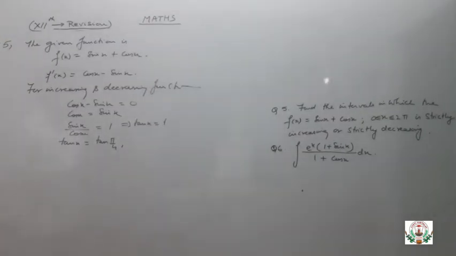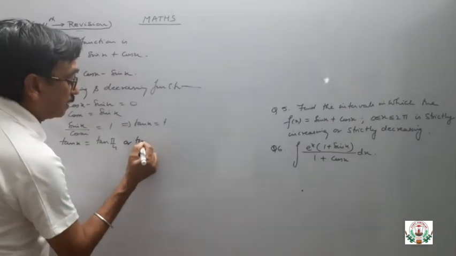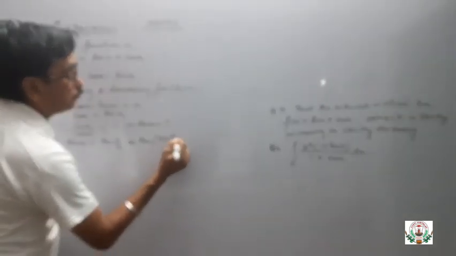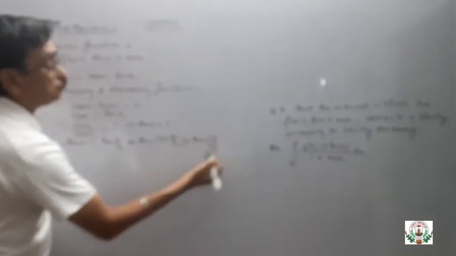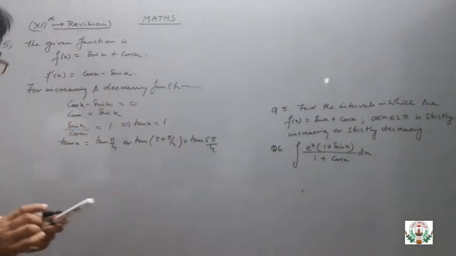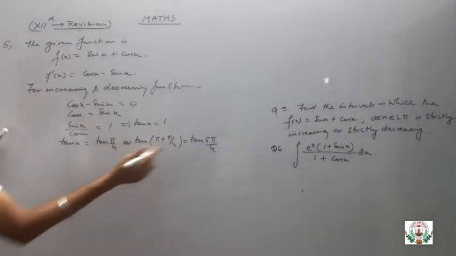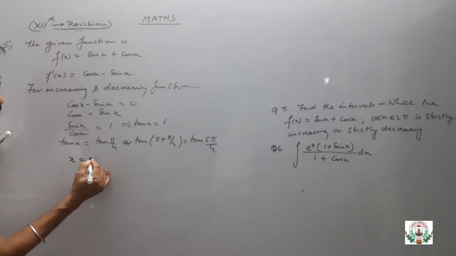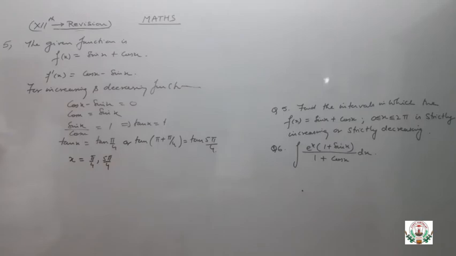Now tan is positive in the third quadrant also. So in the third quadrant it can be tan of pi plus pi by 4, that is tan of 5 pi by 4, as we have to take the value from 0 to 2 pi, all the 4 quadrants. That's why, in the third quadrant also, tan is positive. So x will belong to pi by 4 and 5 pi by 4. Is that clear?